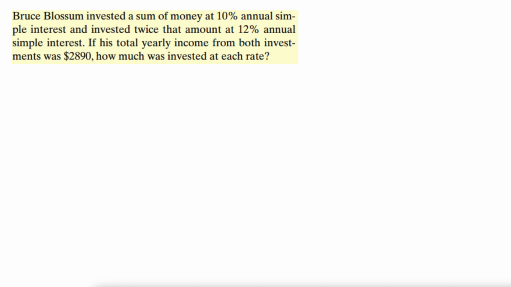Okay, so we're going to work this together, but first I want you to try it. But let's talk a little bit about it together first. Remember, we have principal times rate times time equals interest. But time is 1 in this context, right? The yearly income in all of these kinds of problems, you'll have 1 for time for now. So principal times rate equals interest.